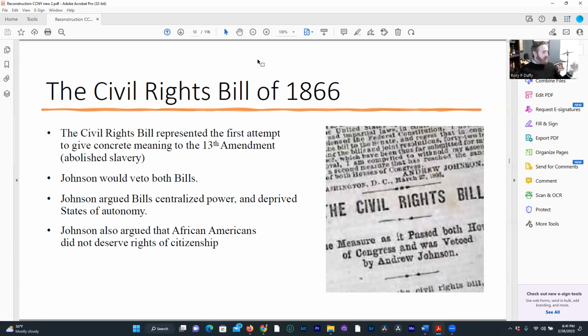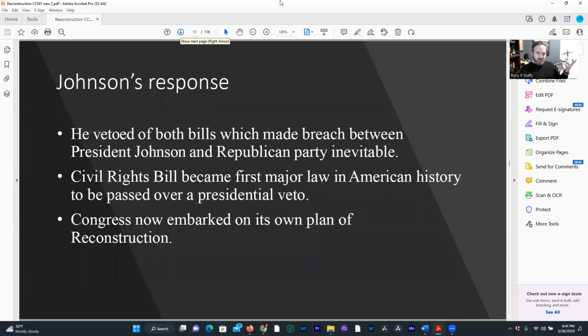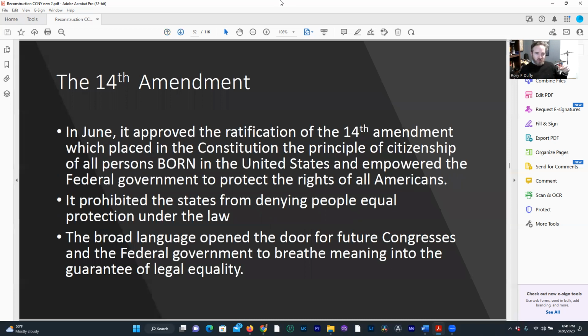And I, for one, think that this is not centralizing power. The states are not living up to the protection of civil liberties and civil rights of its citizens. And so if the states can't do it, then somebody else has to do it. And the federal government figures we're going to have to be that agent in the South. Now, Johnson would veto. He would be against this bill. Congress now embarked on its own plan of Reconstruction.